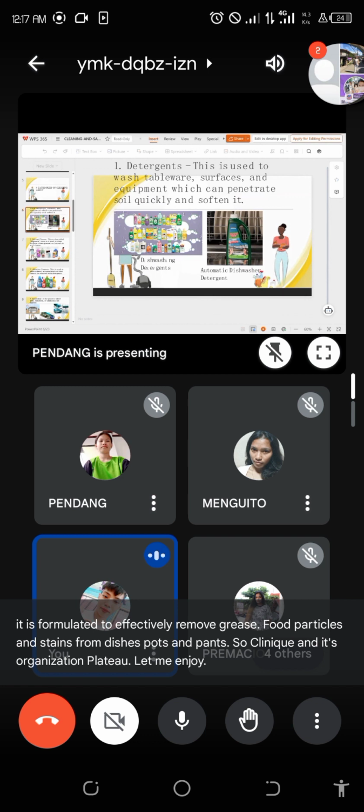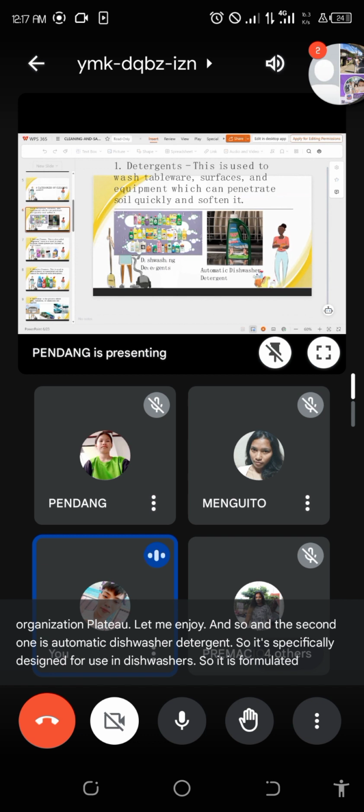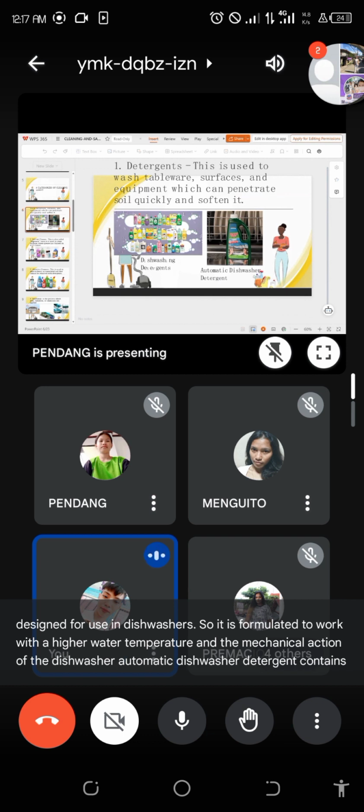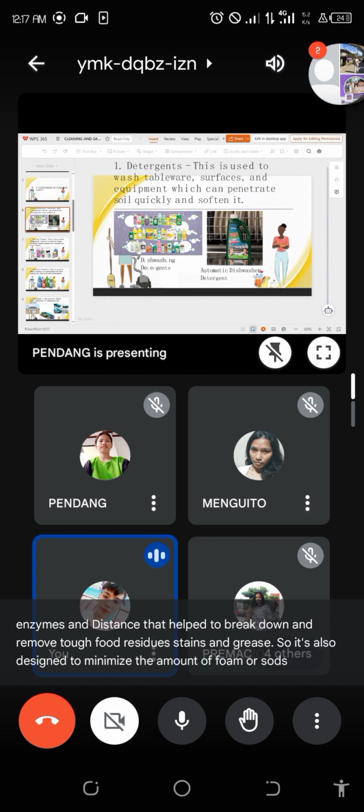And the second one is automatic dishwasher detergent. It's specifically designed for use in dishwashers. It is formulated to work with the higher water temperatures and the mechanical action of the dishwasher. Automatic dishwasher detergent contains enzymes and surfactants that help to break down and remove tough food residues, stains, and grease. It is also designed to minimize the amount of foam or suds produced during the wash cycle.